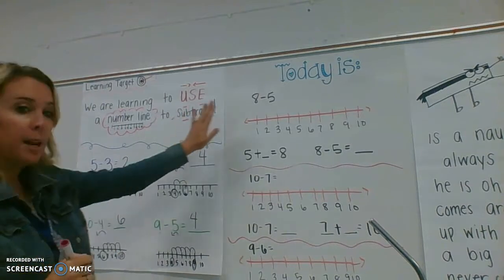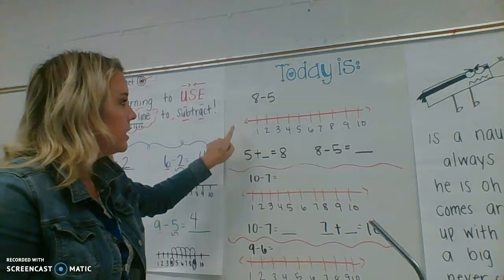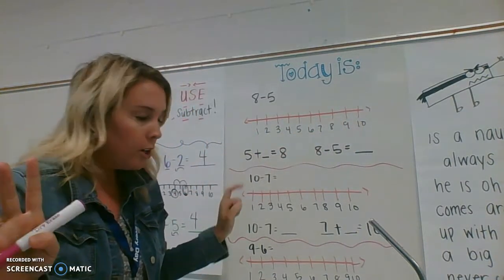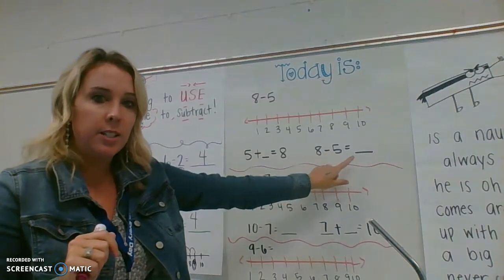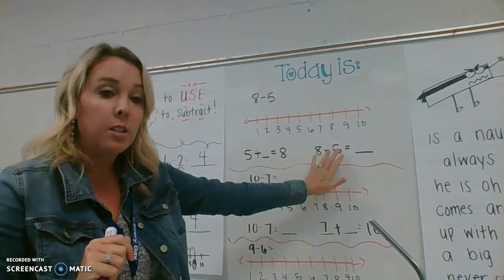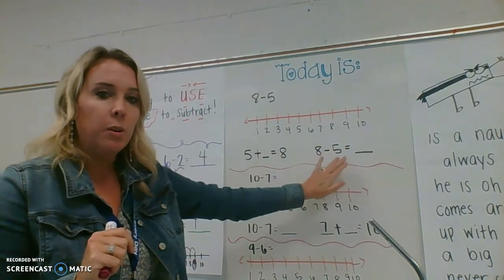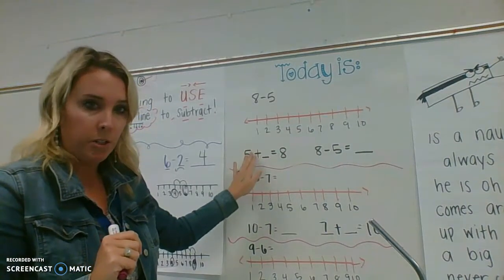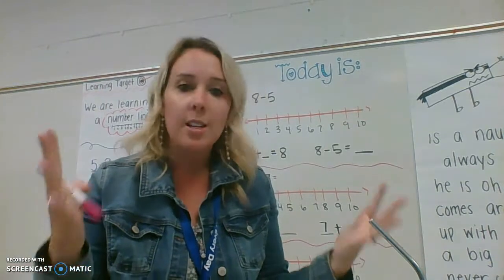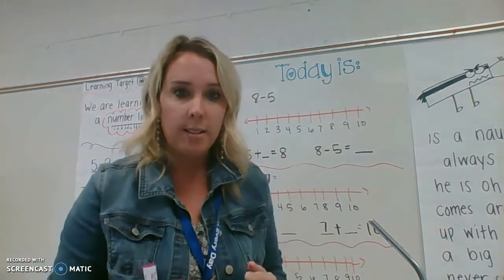So on your paper, you're going to have 8 minus 5, right? And you're going to have a number line, and you're going to solve it. I want you to always start with this one because we're subtracting. So you're going to subtract and put the answer here, and then we're going to take these numbers and put them into an addition equation. Whoa, mind blown, right? But you guys are so smart and so awesome. You are going to learn this and you're going to understand it, and we're going to do our best, okay?